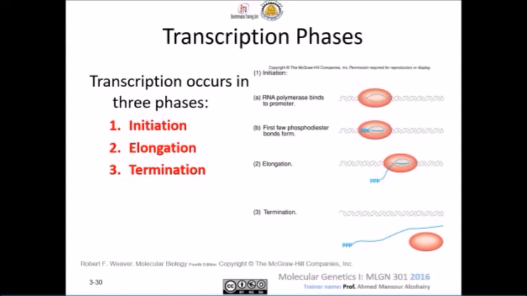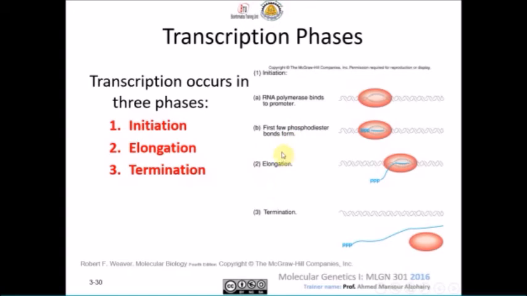So now we come to the main point of the lecture, the transcriptional phases. Transcription occurs in three phases. Number one is called initiation, number two is called elongation, and number three is called termination. In initiation, the RNA polymerase binds to the promoter, and the second step in the initiation is that the first few phosphodiester bonds form. So the first phase, initiation, has two steps, A and B. In A, RNA polymerase binds to the promoter, and in B, the first few phosphodiester bonds form.